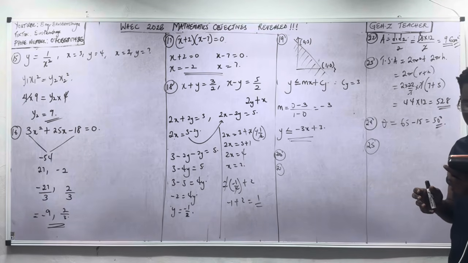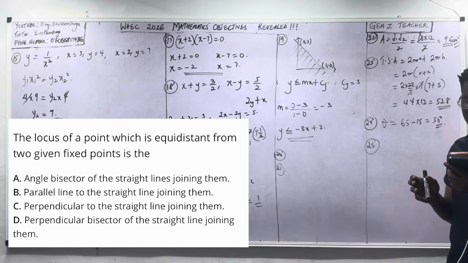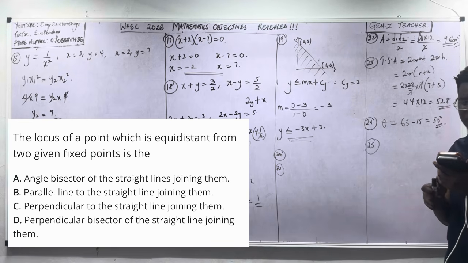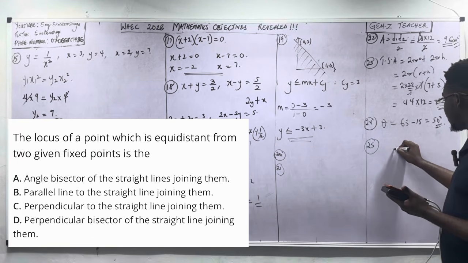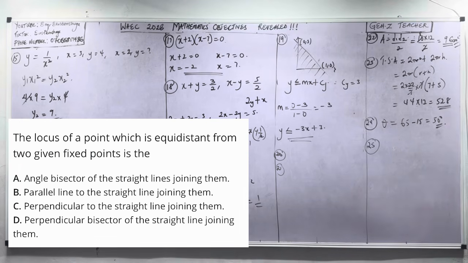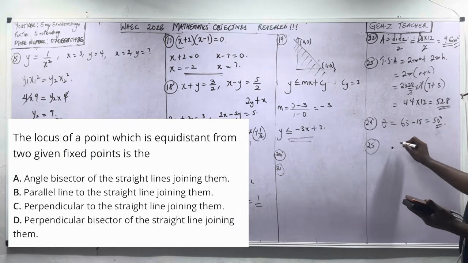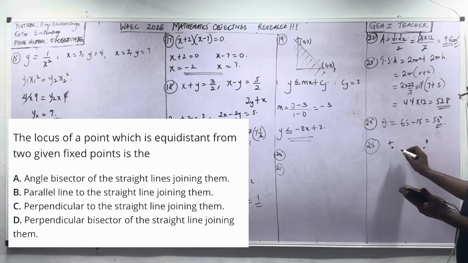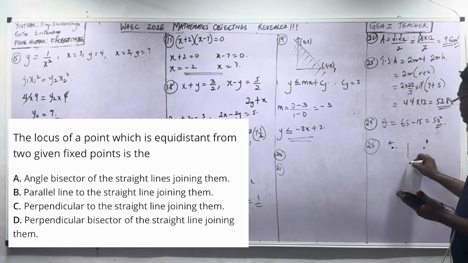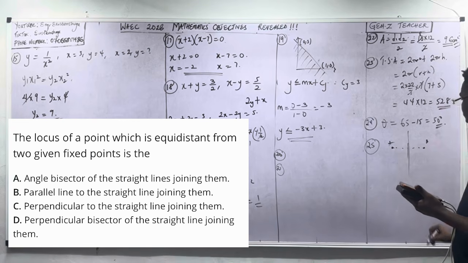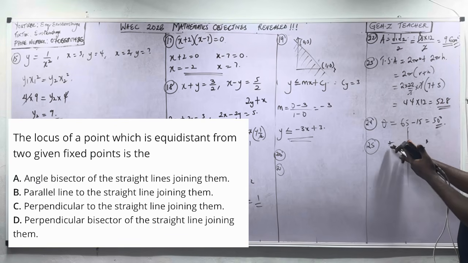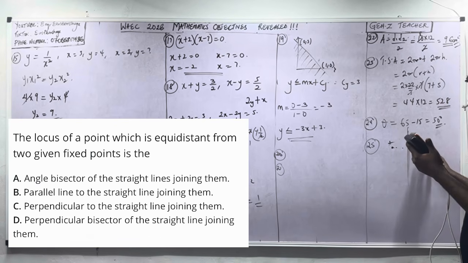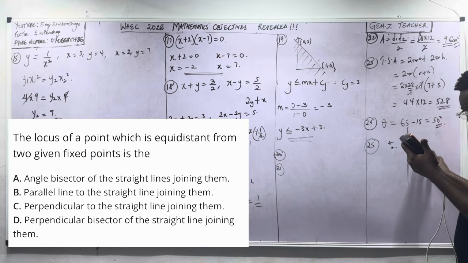Number 25, the locus of a point which is equidistant from two given fixed points is dash. Now we have two fixed points, let's say point A and point B. The locus of a point that has equal distance from these two fixed points is going to be a perpendicular bisector of the line joining the 2 points, and that should be option D.